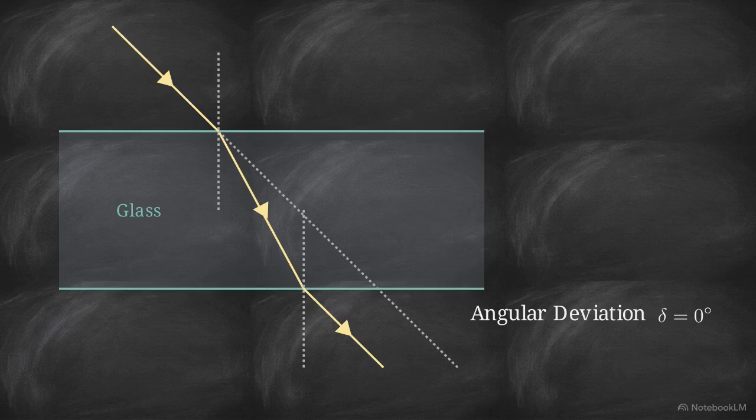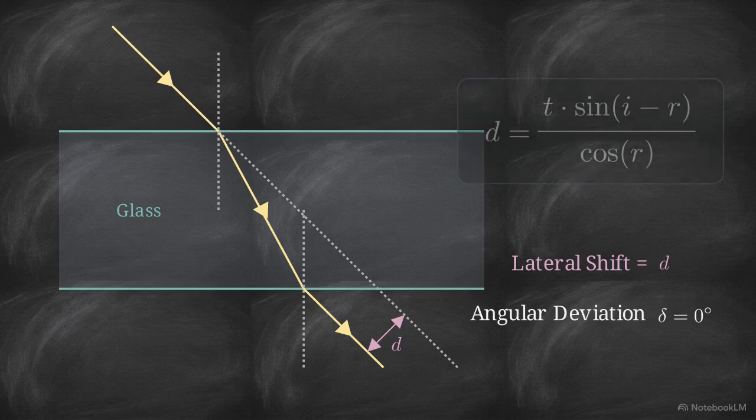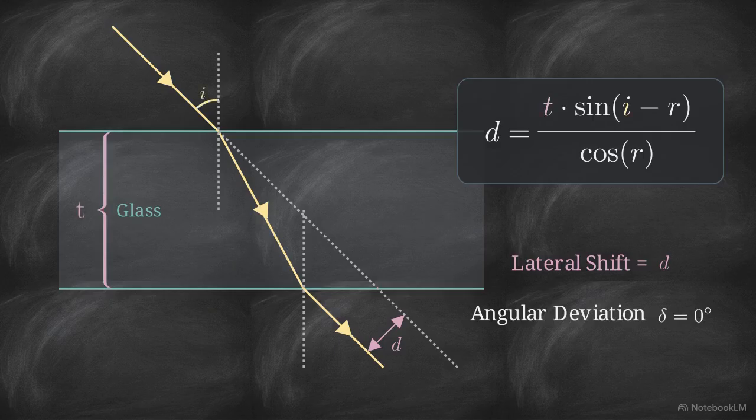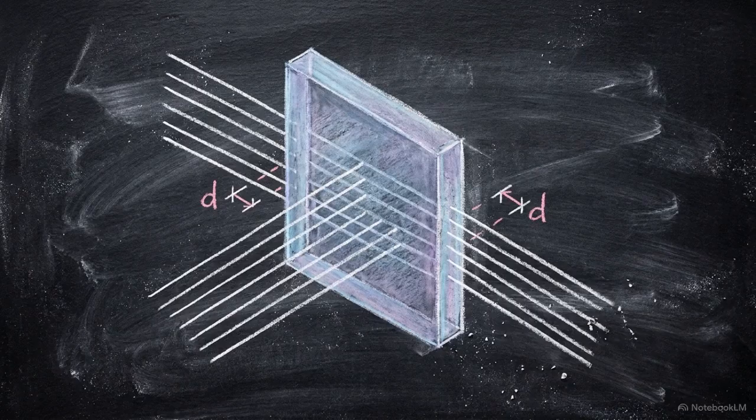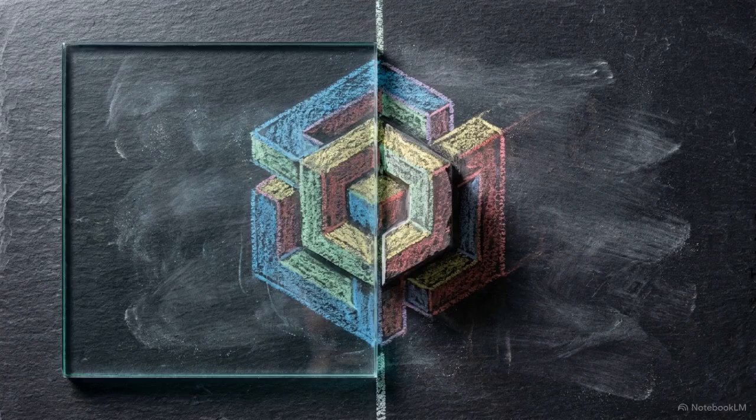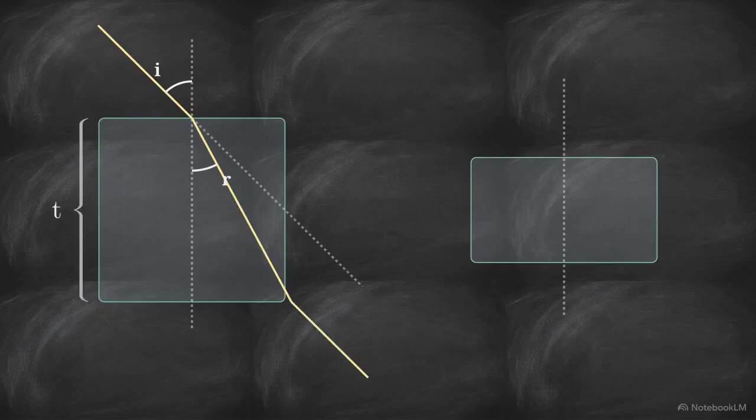This perpendicular distance between the original path and the new emergent path is called the lateral shift. We calculate that sideways shift using this formula. It requires 3 specific inputs: the overall thickness of the glass, the initial angle of incidence, and the refractive index, which determines the internal angle of refraction. The glass slab acts as a sideways translator for light. By shifting an image laterally without bending its final direction, the shapes and proportions of the objects on the other side stay mathematically intact. In this dual animation, you can see how those specific variables change the outcome.